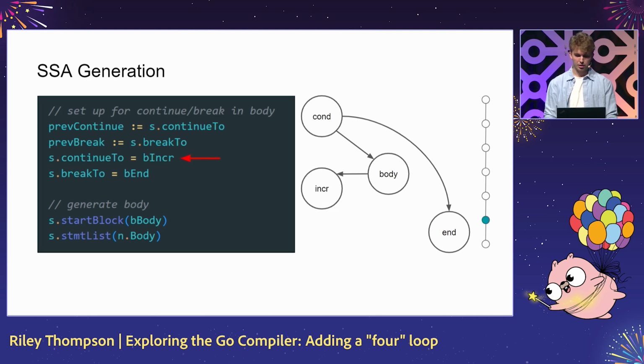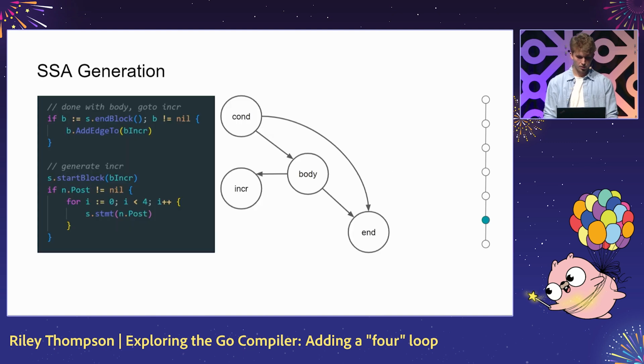We start by branching to the post statement if we come across a continue, and branching to the end if there's a break. And finally, we generate the actual SSA code for the body recursively. Now we can start generating the SSA code for the post statement. We start by branching to the post statement when we reach the end of our loop body. Note that this is similar to when we branch to the post statement from a continue.